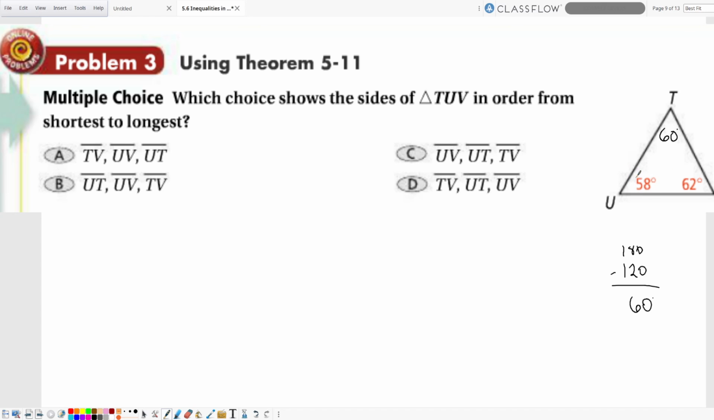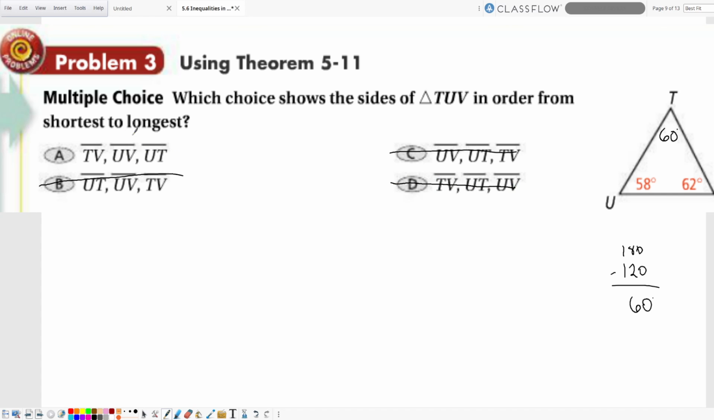Well, 58 is the smallest angle, which means that the side opposite of 58, TV, should be the shortest side. So let's see, D has TV first, C doesn't work, B doesn't work, so it's either A or D. Then we have 60 degrees, which is opposite of UV, so UV should be next, so it should go TV, then UV. Well, this goes TV, UT, so that's not right.